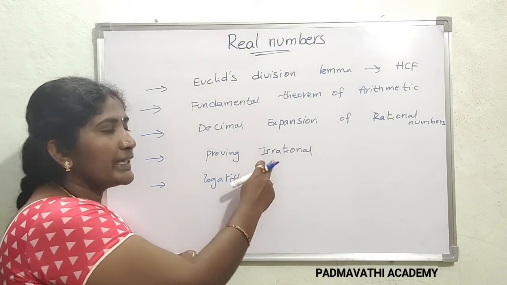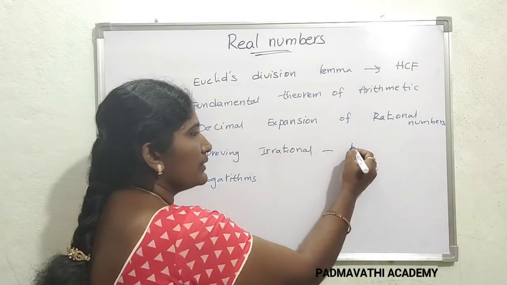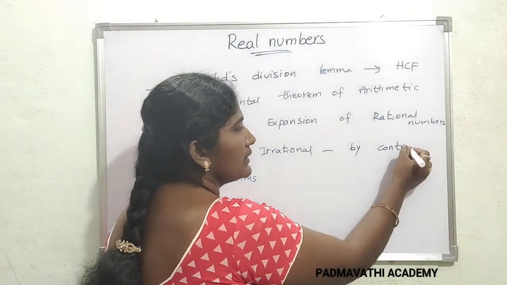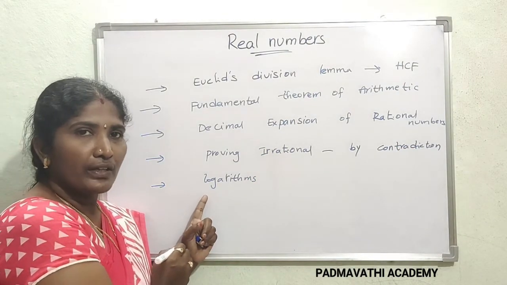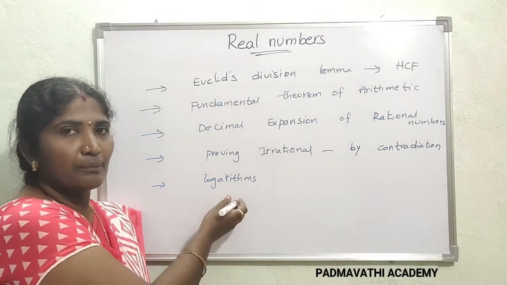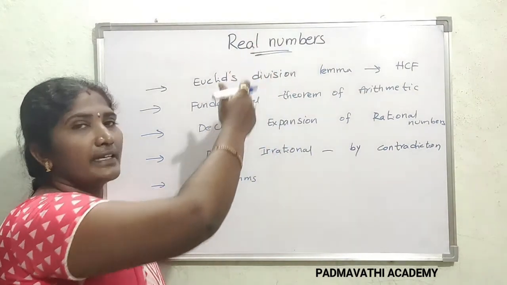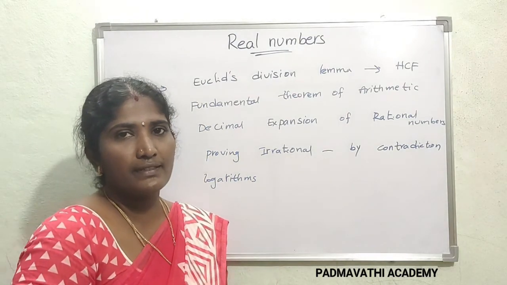Next, how to prove that a number is irrational? By using the contradiction method, we can prove that the given number is irrational. Next, laws of logarithms. By applying the laws of logarithms, we can simplify given problems. We are going to use these topics in real numbers. In the next video, we will discuss exercise 1.1.